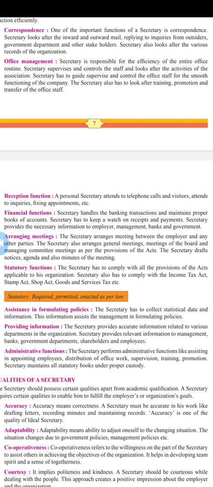Secretary undertakes banking and accounting related work. He or she keeps track of receipts and payments and ensures timely payment to creditors. Then the secretary further provides necessary information to employer, management, bank, and government.